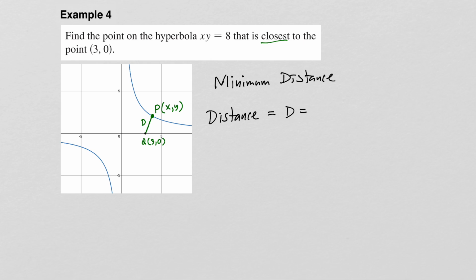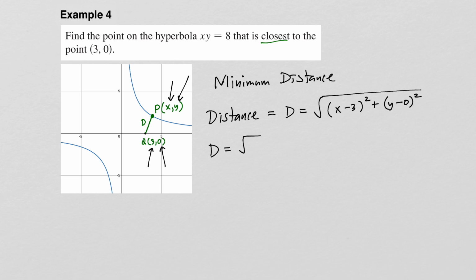So I'm going to call that d, and we're going to remember the distance formula that says if you want to find the distance between 2 points, you are going to subtract the x value minus the other x value, so that's going to be x minus 3, and then squared, plus, and then you're going to take the y value minus the y value, so y minus 0, and also square it. And so our distance is the square root of x minus 3 squared plus y squared, right? Because y minus 0 is just y. This is the function that we are trying to minimize.